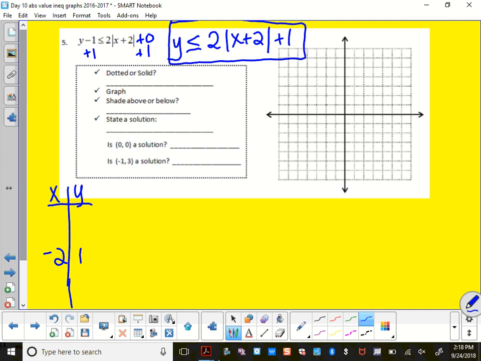Alright, put it in your calculator. So I have 2 times the absolute value of x plus 2, plus 1. Let's get some points. Negative 3, 3. Negative 4, 5. You guys ever notice the pattern here? You get the first 2 top ones, the bottom 2 are kind of, oh wait, it should be negative 1.